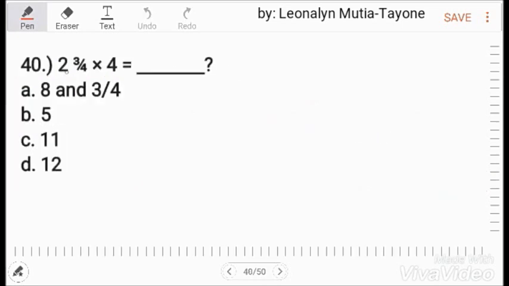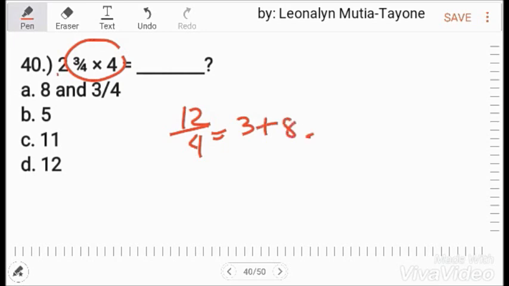Number 40, 2 and 3/4 times 4. So, i-multiply natin yan. That is 12 over 4 equals 3. So, 4 times 2 equals 8. So, 3 plus 8 equals 11. So, the answer is 11.